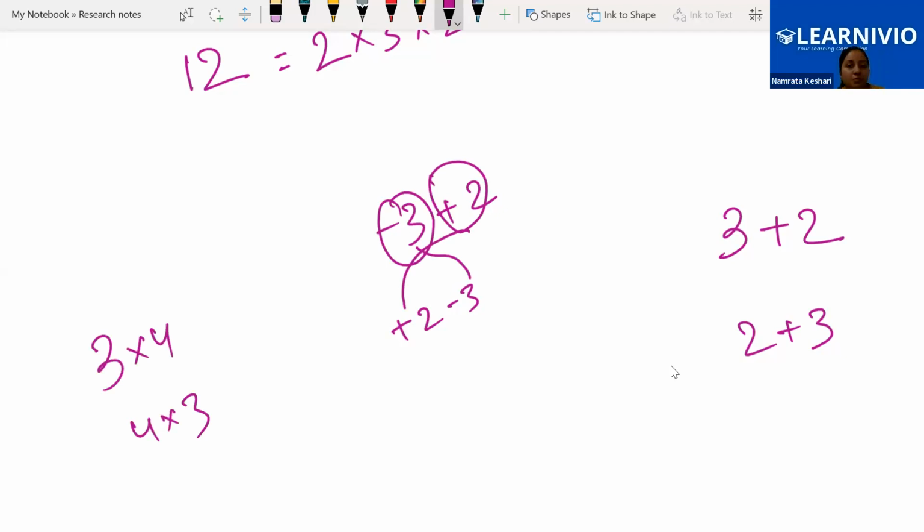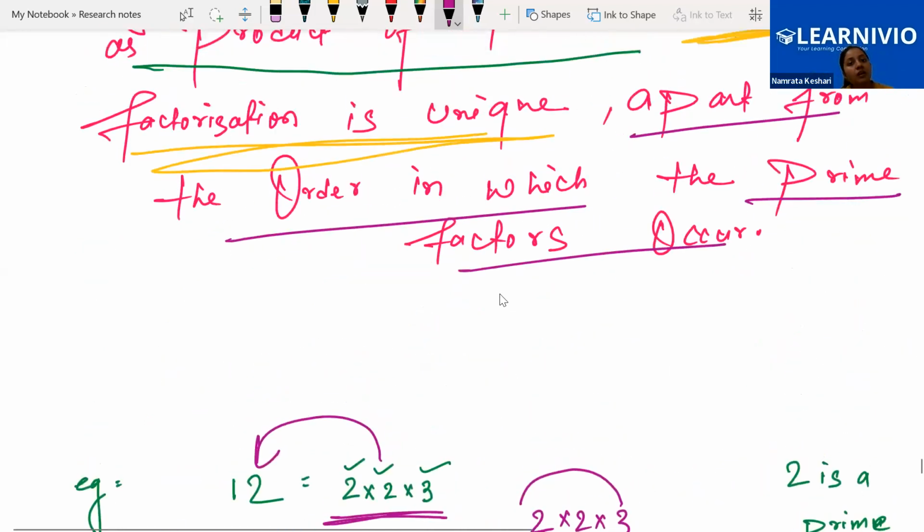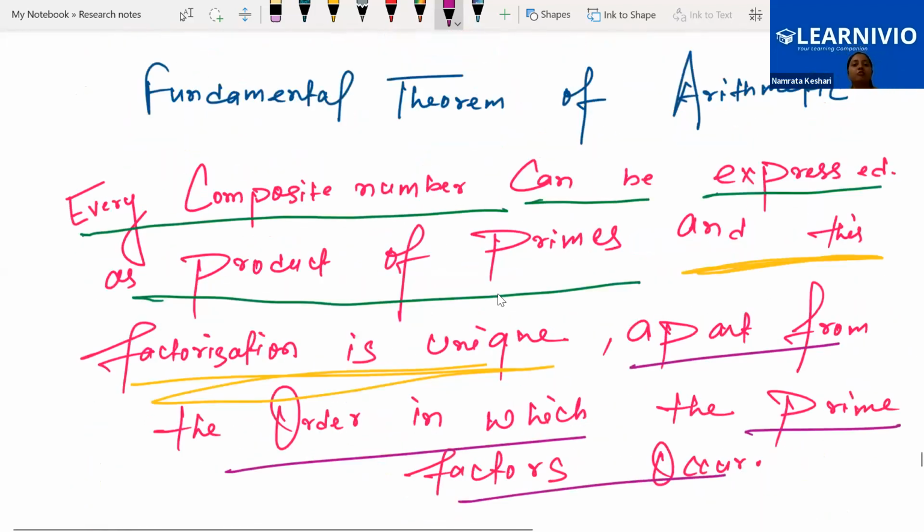3 into 4 and 4 into 3 is the same thing. That's what the theorem says, that the factorization is unique. With this combination, you will get one and only one number. But the order is not unique. Order can be here and there. Let's summarize everything. Here, the fundamental theorem of arithmetic says that every composite number can be expressed as a product of primes.